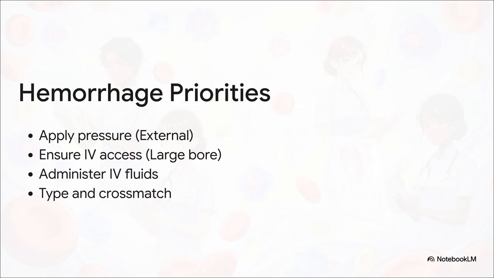You need to ensure IV access immediately, and specifically, you need a large-bore IV catheter. Why? Because you're going to need to administer IV fluids rapidly as prescribed to keep that blood pressure up and literally fight off hypovolemic shock. And crucially, you've got to get a type and cross-match done so you're totally ready to administer a blood transfusion. Keep these priorities locked in your mind.